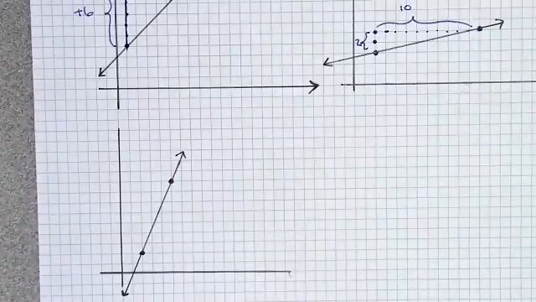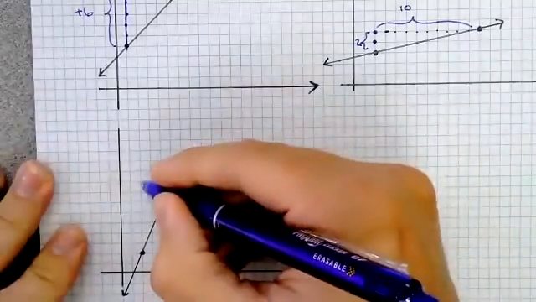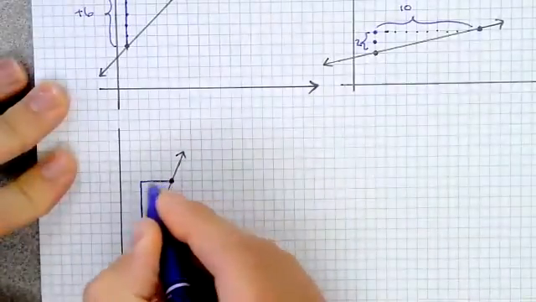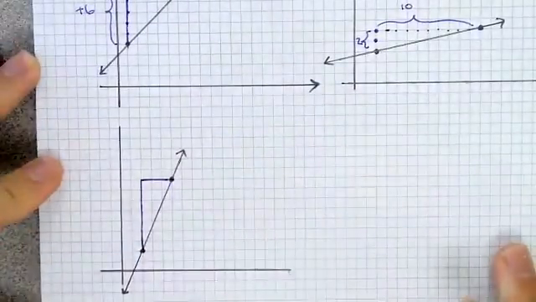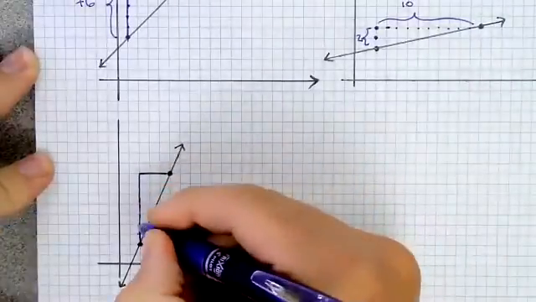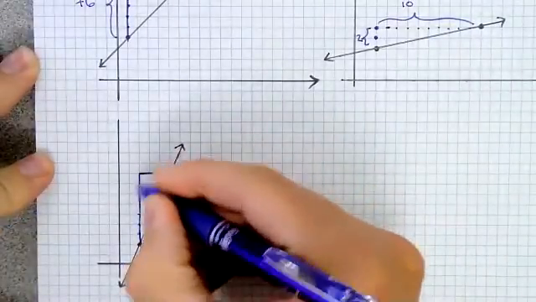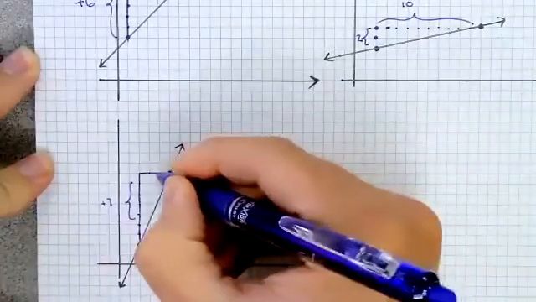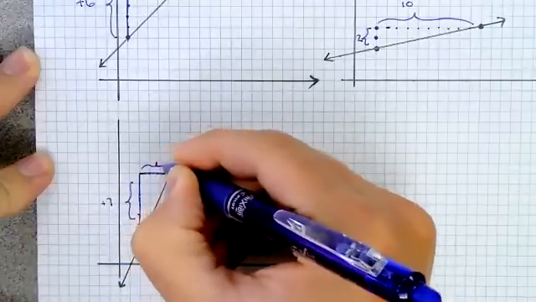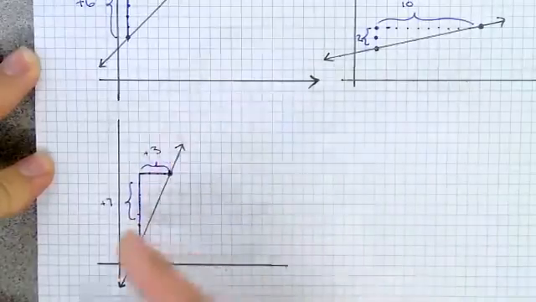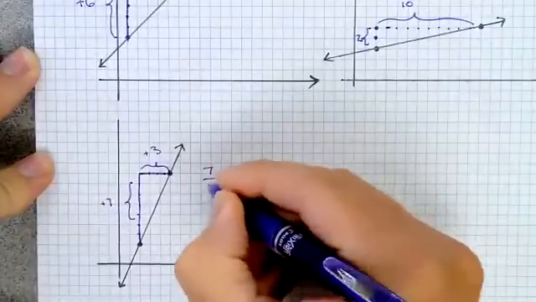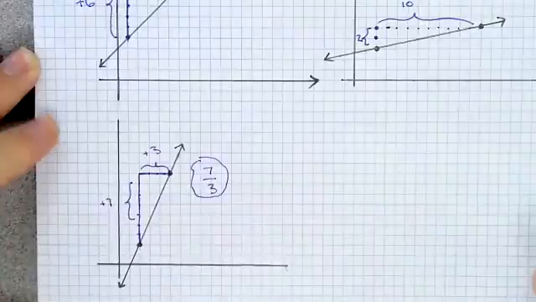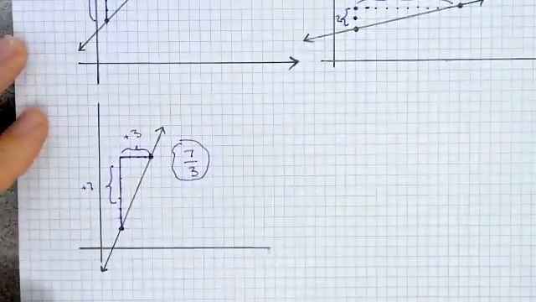All right, same thing here. We can make our little, what we call slope triangle, like this. Count up 1, 2, 3, 4, 5, 6, 7, and then over 1, 2, 3. So my change in y values is 7. Change in x values is 3. So I get a slope of 7/3.